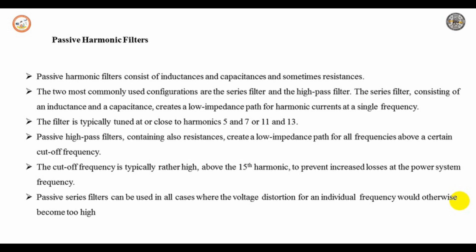The disadvantage of the passive series filter is that the capacitance of the filter together with the source inductance creates a parallel resonance with high impedance at a lower frequency. This may require some additional filters for lower harmonics, and as shown, a problem with a broadband.